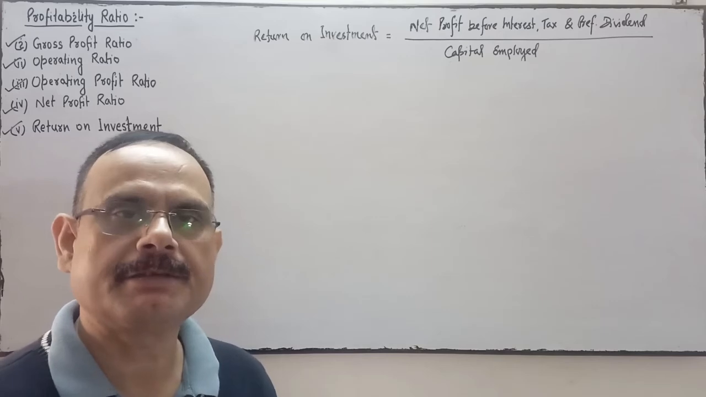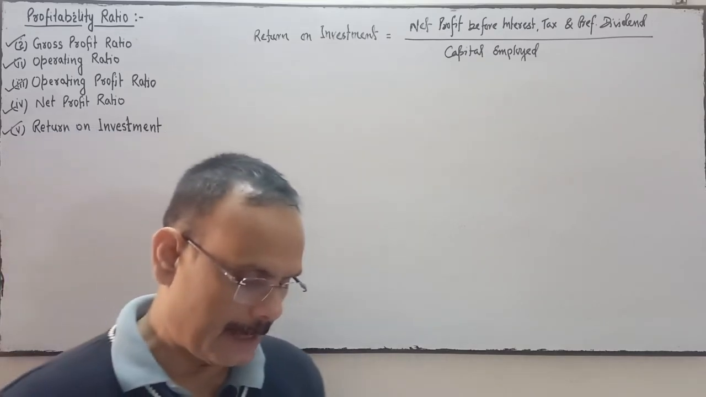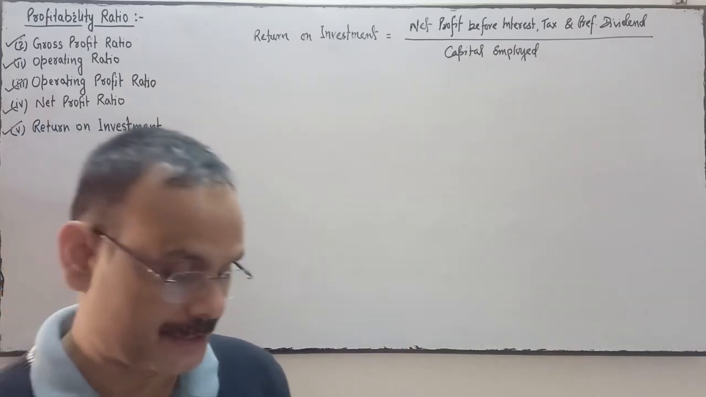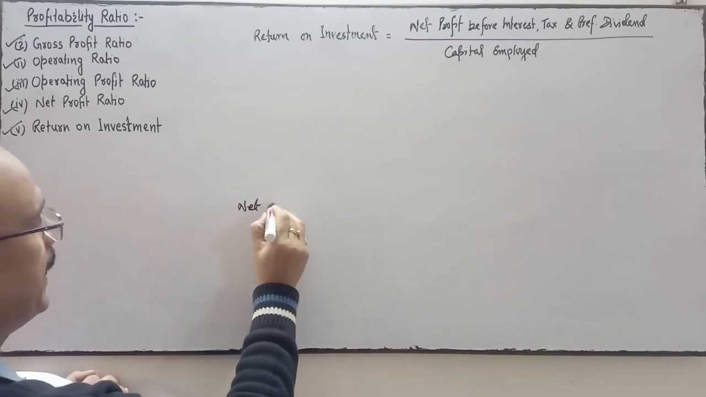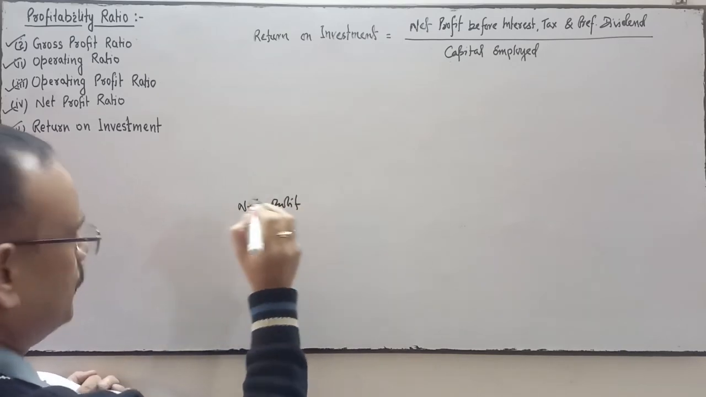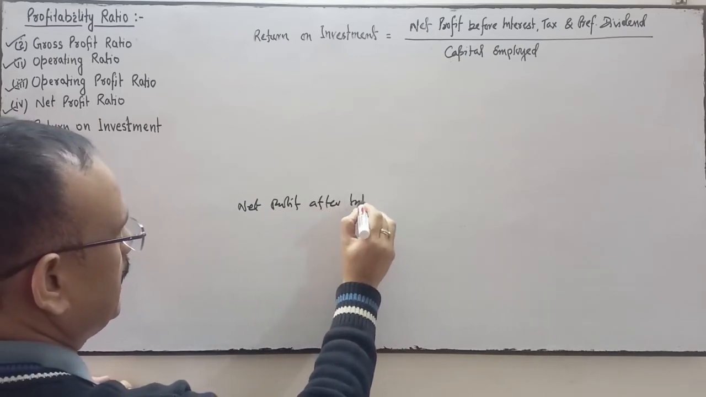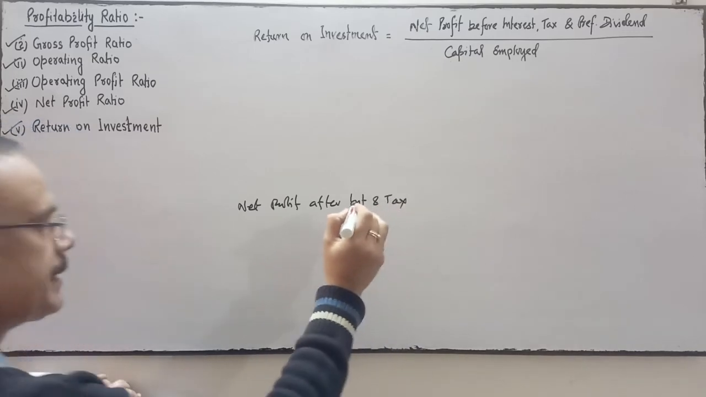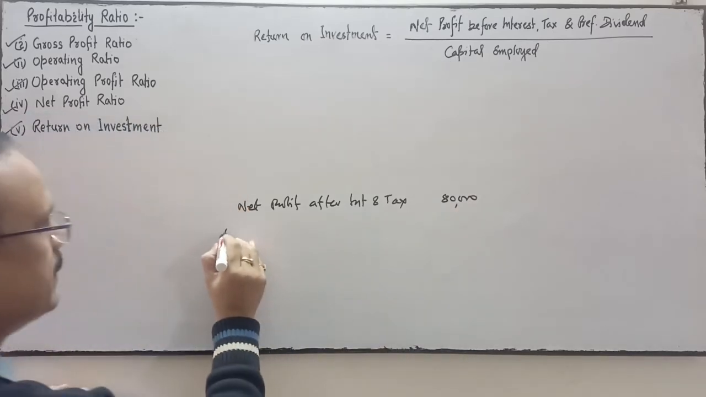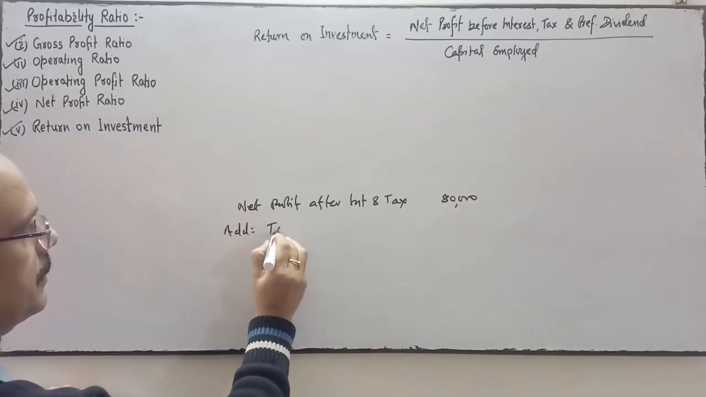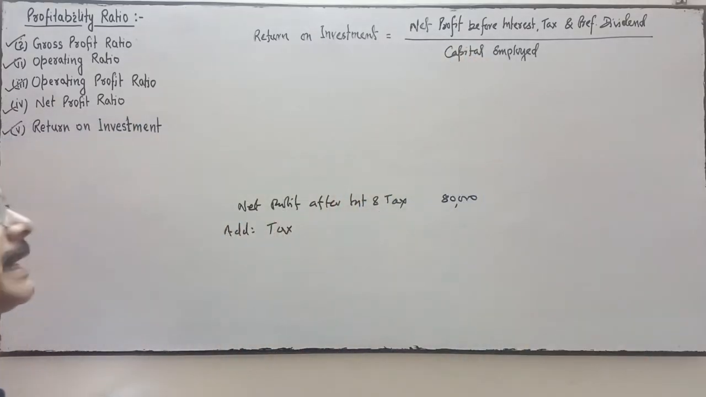Here the capital is given: equity and preference both, general reserve, 10% debenture, current liability, net profit after debenture interest and income tax. So first of all, we'll find out the net profit, which is given here, net profit after interest and tax, that is 80,000. So we will add the tax first, because we have to calculate net profit before interest, tax and dividend.